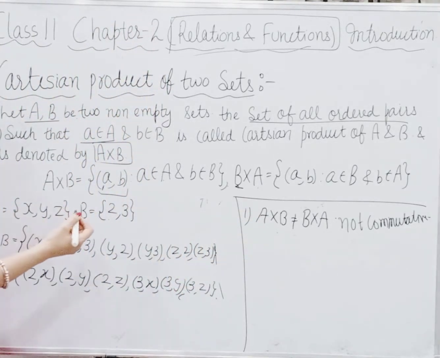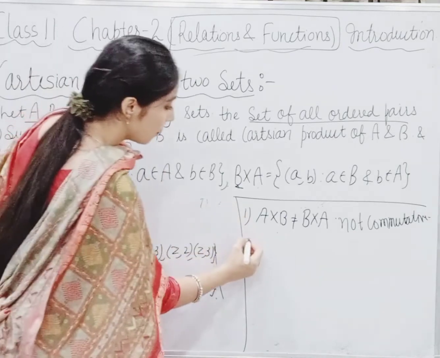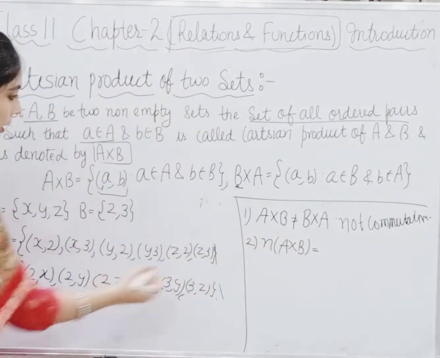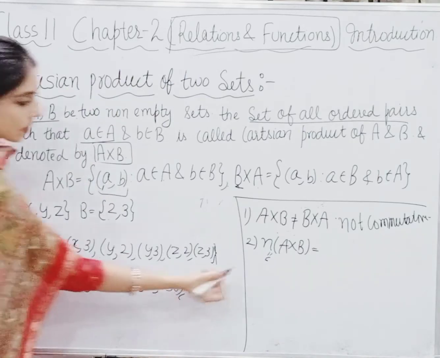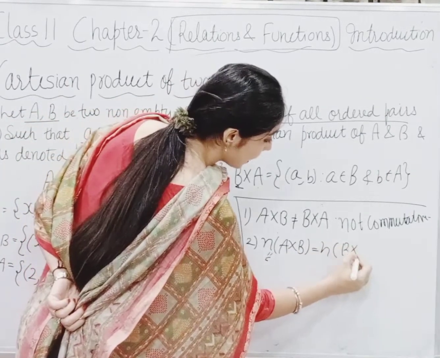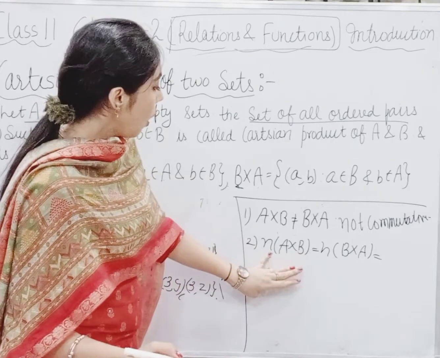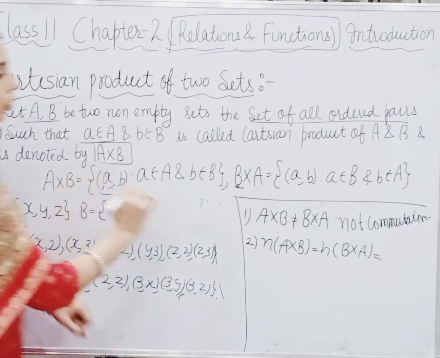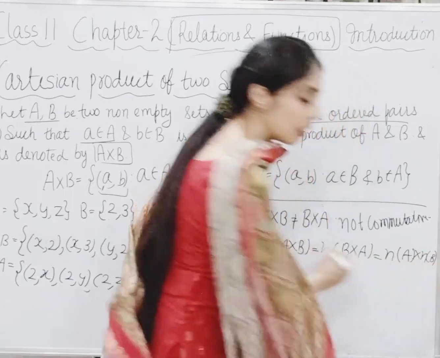Second, you can easily observe that in A cross B we have 1, 2, 3, 4, 5, 6 elements. So the number of elements in A cross B is 6, and the number of elements in B cross A is also 6. So the number of elements are equal but the elements are not equal. How many elements are there? Number of elements in A into number of elements in B.